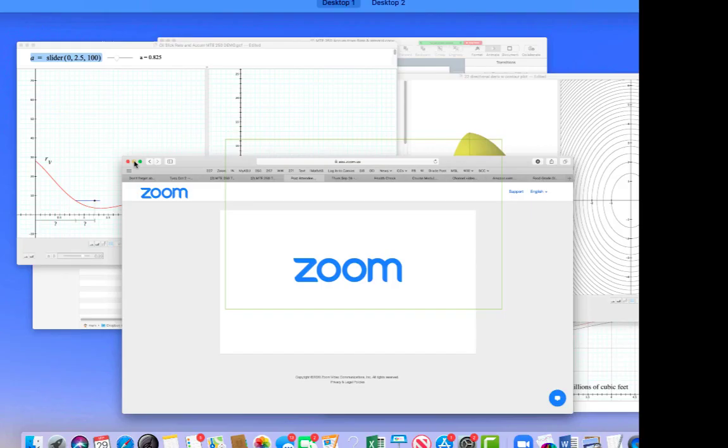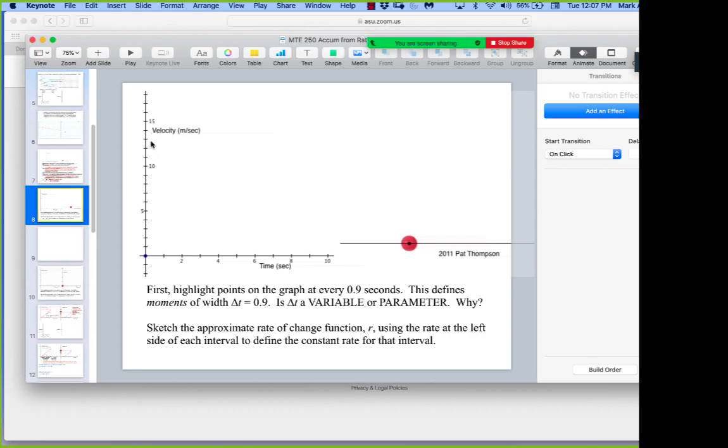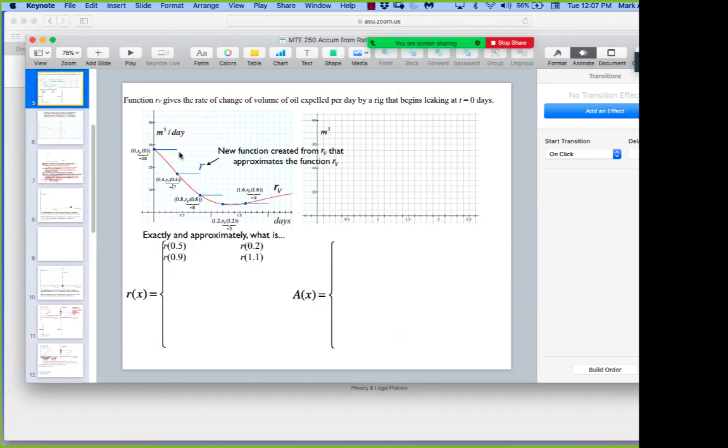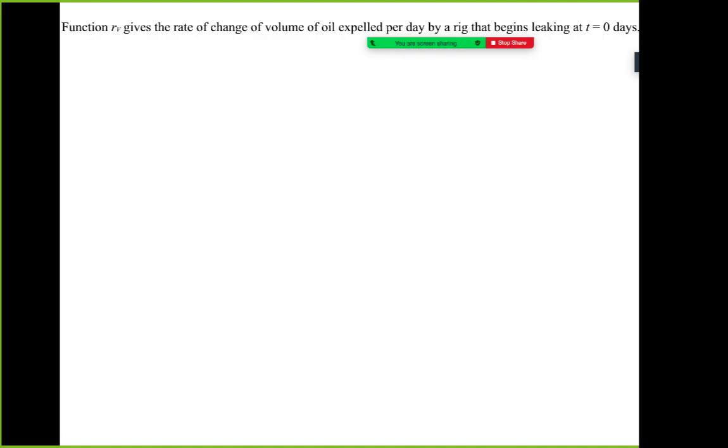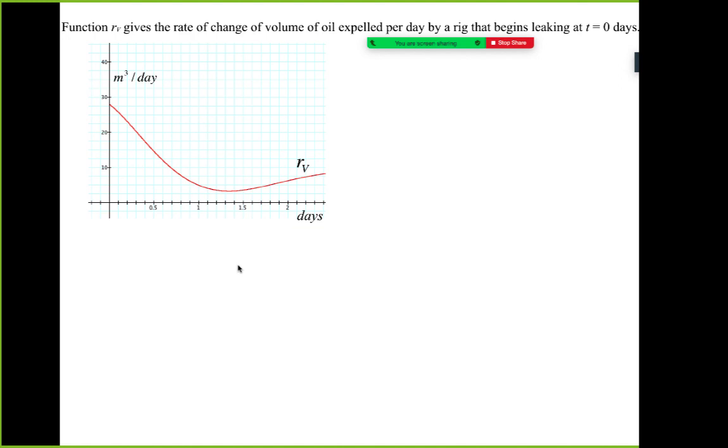So let's keep going with where we were. We were talking about the oil rig, the function R_v. Are you ready to go on? No comments or questions about homework or the assessment or anything? Okay, so the function R sub v gives the rate of change of volume of oil expelled per day in a rig that begins to leak at t equals 0 days. Last time we introduced this problem of how fast... where am I? Why is it not doing anything?